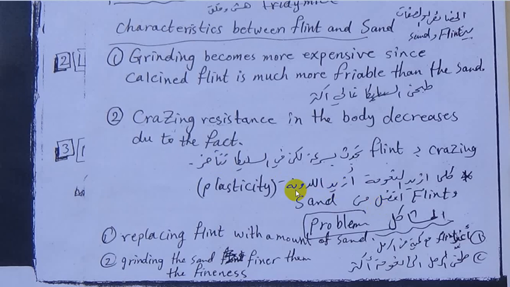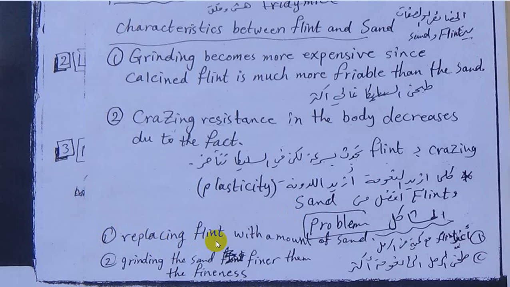The finer I make it, the more plasticity it gains. The finer the flint gets, the more plasticity the flint will possess, as you can see over here. And the flint is better than the sand. Here are the characteristics of flint and how it differs from sand.